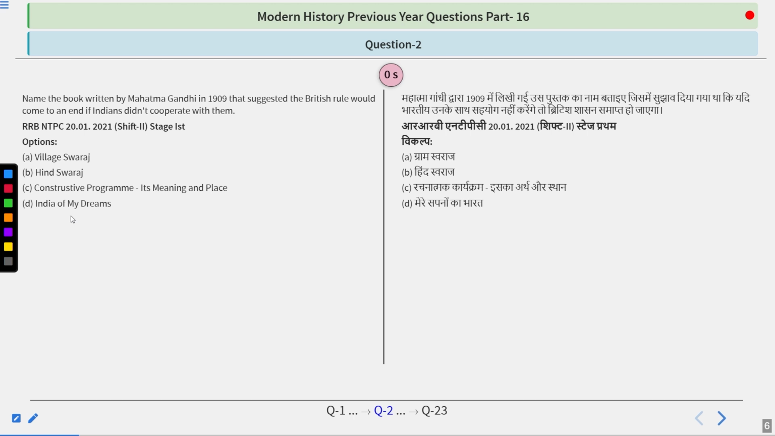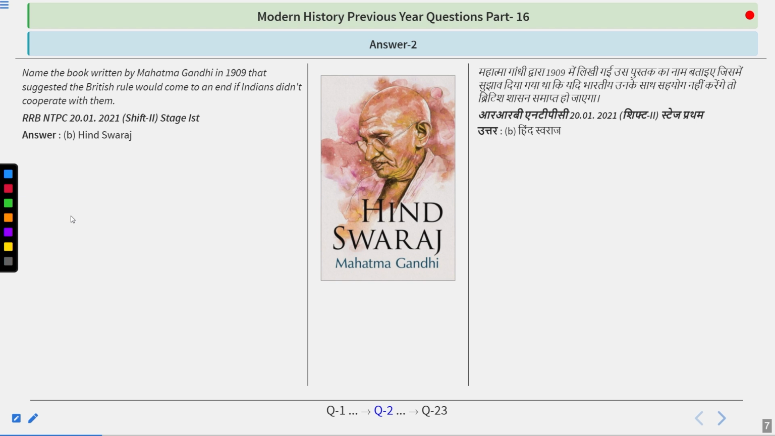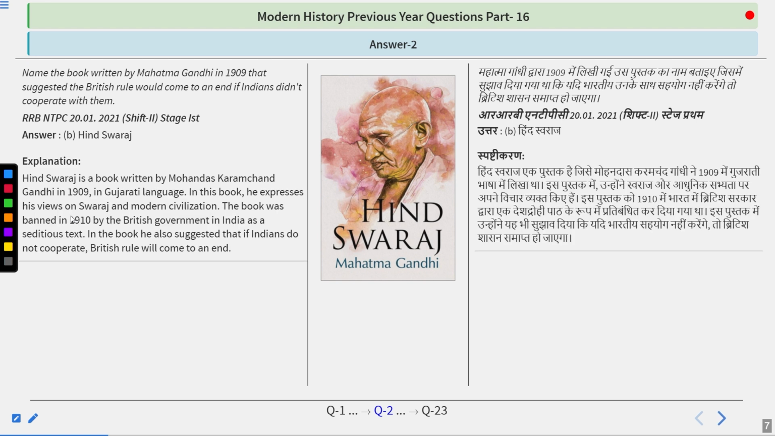I guess the answer is simple, because the answer is Hind Swaraj. Remember, this book was written by Mahatma Gandhi. Hind Swaraj is a book written by Mohandas Karamchand Gandhi in the Gujarati language. In this book, he expresses his views on Swaraj and modern civilization. This book was banned in 1910 by the British government in India as a seditious text. In the book, he also suggested that if Indians do not cooperate, British rule will come to an end.